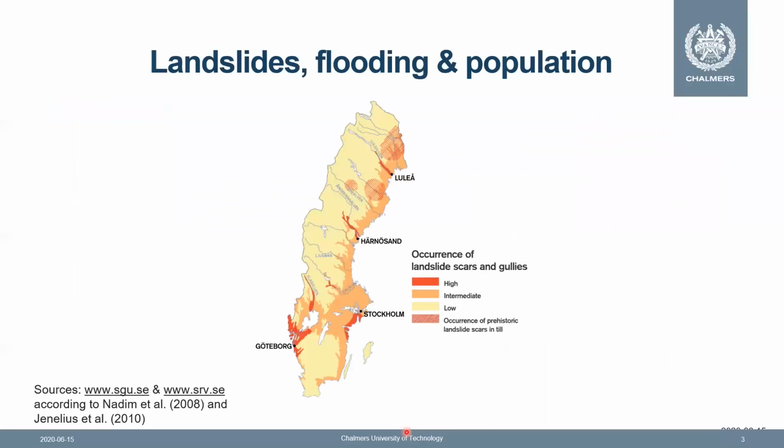We introduced this element of Class B and Class C predictions because Sweden is a soft soil area. Here is a map of Sweden from the Swedish Geotechnical Union, highlighting the areas where landslides, scars and gullies occur, and where there is a high occurrence of landslides. You see that most of the areas with big cities, pretty much all the coastal regions, lakesides and big rivers, have high or intermediate probability for the occurrence of landslides.